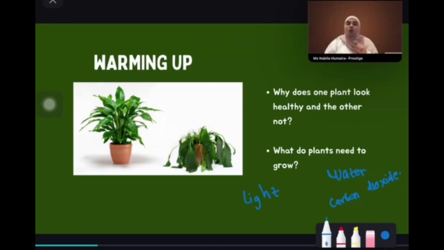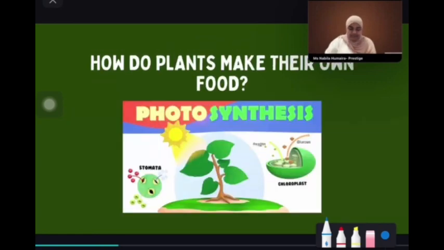How can the plants change it into food, how can the plant process all this material or this compound into a special molecule? Yeah, what is the special molecule, guys? Let's see how do plants make their own food.